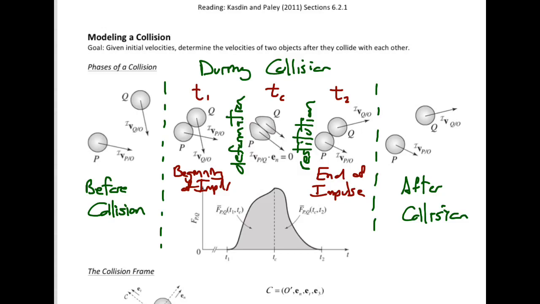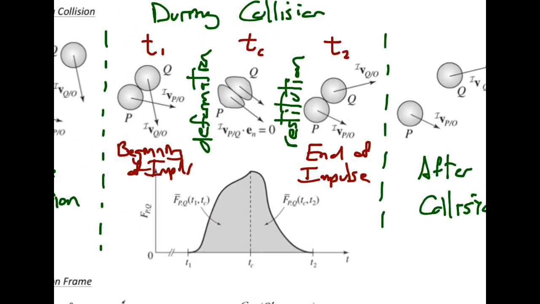Now if we take a closer look at what's happening just during this impulse, from the beginning of the impulse, as they begin to deform and squish together, the relative velocity between the particles is going from its initial condition at T1 to its condition at Tc, which is 0. You see that expression here, where v of p with respect to q, as observed in the inertial reference frame, in the en direction, which we'll define in a moment, is equal to 0. So the relative velocity is 0 at this point. It's losing relative velocity during deformation, and then during restitution we're regaining that relative velocity in that en direction.